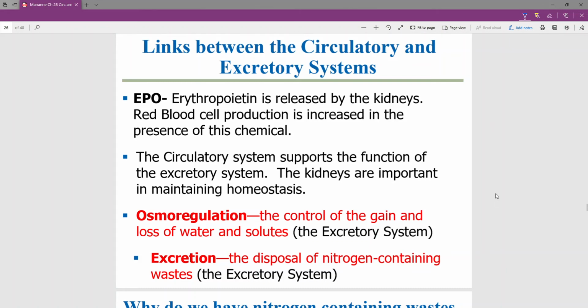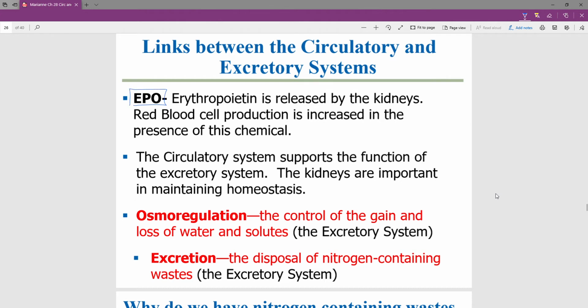So continuing on in chapter 28 would be the excretory system. There are several links between the circulatory and the excretory systems. Obviously, the circulatory system facilitates the functions of the digestive, respiratory, and excretory systems similarly, and it's the transport system. But otherwise, we had this EPO, erythropoietin.